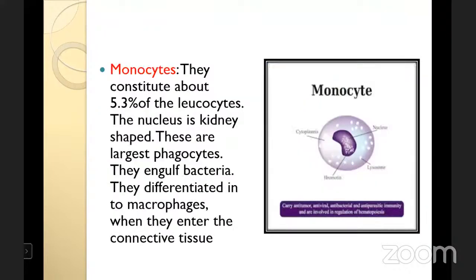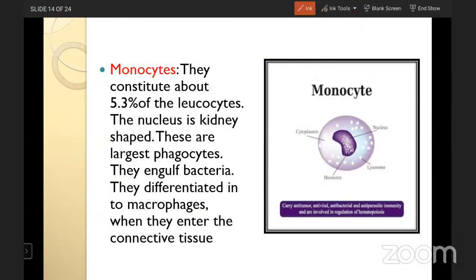Now go for the monocytes. Monocytes constitute about 5.3% of the leukocytes. How does the nucleus look? It has a kidney shape. These are the largest phagocytes. They engulf bacteria. They differentiate into macrophages when they enter the connective tissue. So when monocytes enter the connective tissue, they differentiate into macrophages to control the entry of pathogens or antigens. So this is about the monocytes.